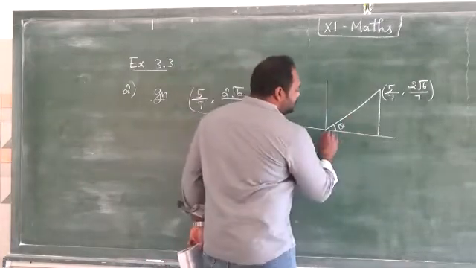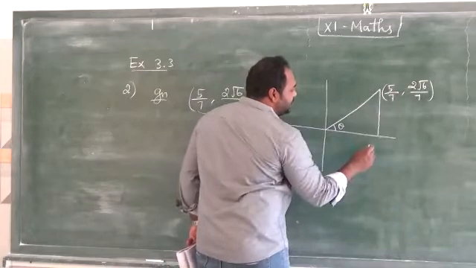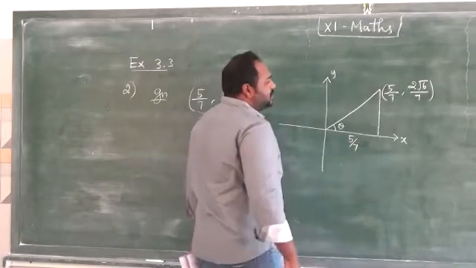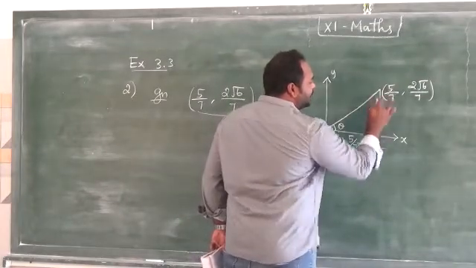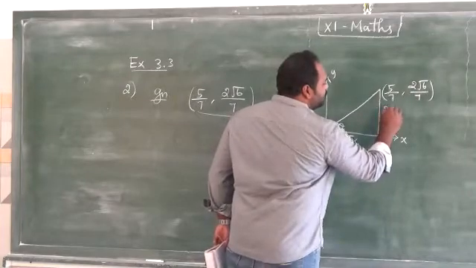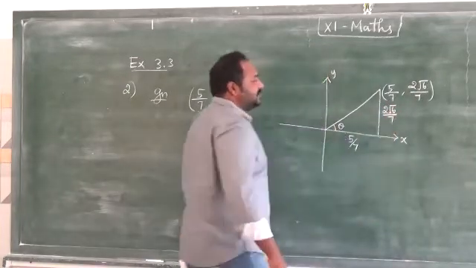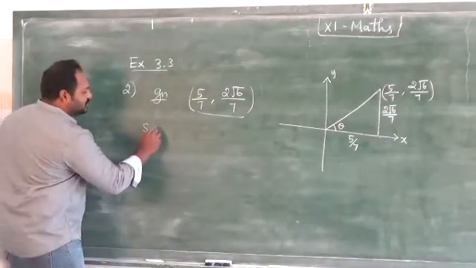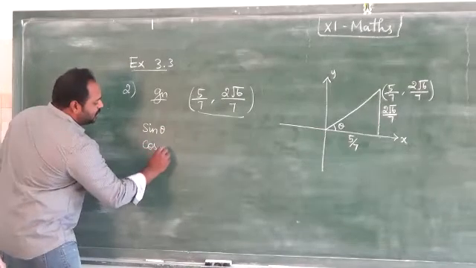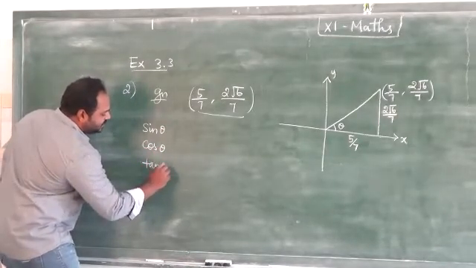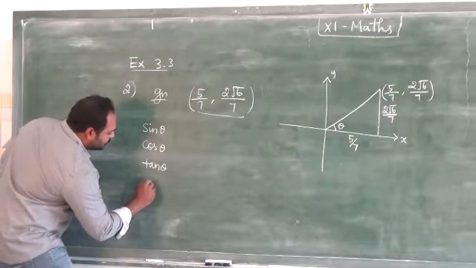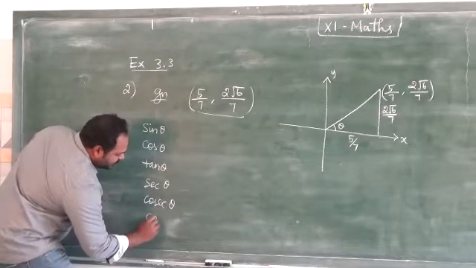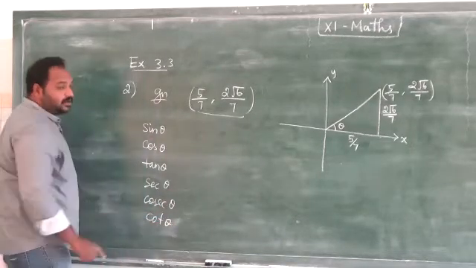Now this distance, we know that is the x value, isn't it? This is x, this is y. So x value is 5 by 7, and this side is the y value, which we know is 2 root 6 by 7. So why are we doing all these things? I want to find out all the 6 ratio values: sin theta, cos theta, tan theta, secant theta, cosecant theta and cot theta. So all those things we have to find out.